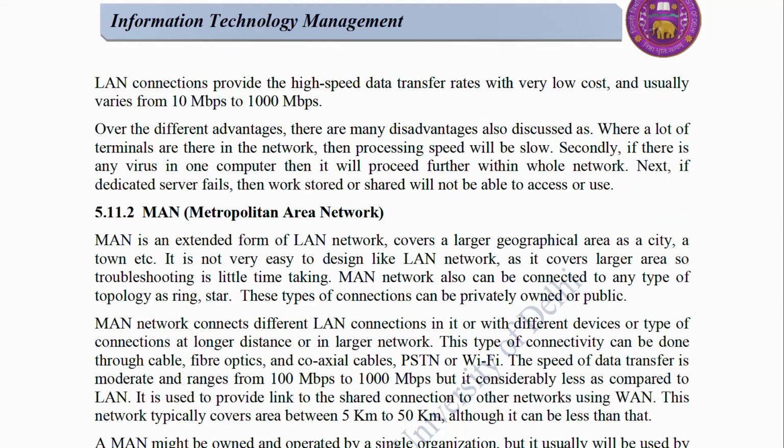LAN connections provide high-speed data transfer rates at very low cost, usually varying from 10 Mbps to 1000 Mbps. Besides the advantages, there are many disadvantages also. Firstly, where a lot of terminals are there in the network, the processing speed will be slow. Secondly, if there is any virus in a computer, then it will spread further within the whole network. Next, if the dedicated server fails, then the work stored or shared will not be accessible or usable.